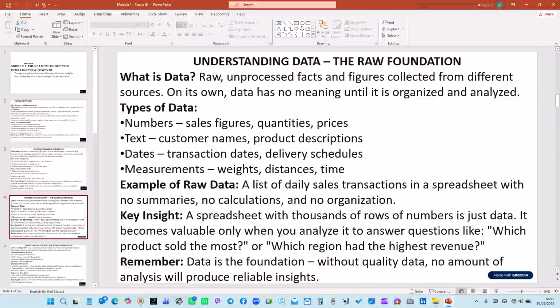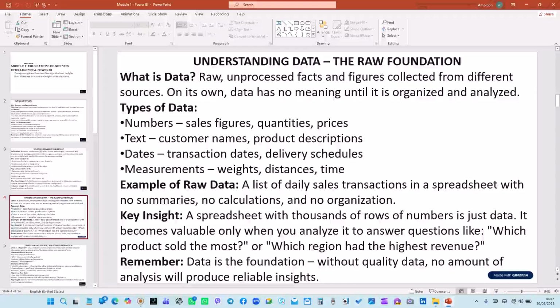Now let us look at the different types of data we have. We have numerical data such as numbers, which are sales figures, quantities, and prices. We have text like customer names, product descriptions. Then we have dates such as date of transaction, delivery schedules. Then we have another type of data which is measurement such as weight, distance, and time.